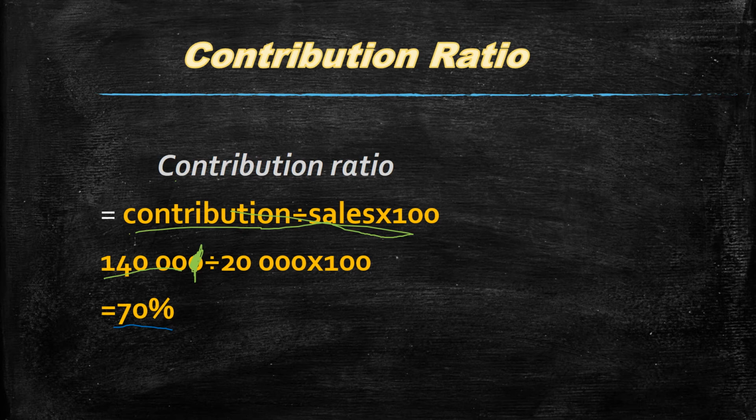Now what this 70% means is that of every 1 rand that we are going to be getting from our sales, 70% of a rand, which is 70 cents, is going to be used to cover our fixed costs. So every 70 cents from 1 rand of sales that we're going to be getting is going to go into covering our fixed cost. Once all the fixed costs have been covered, that 70% from every 1 rand will go into the net profit.